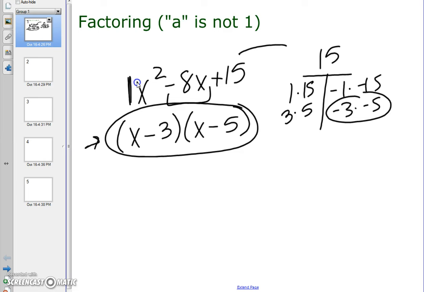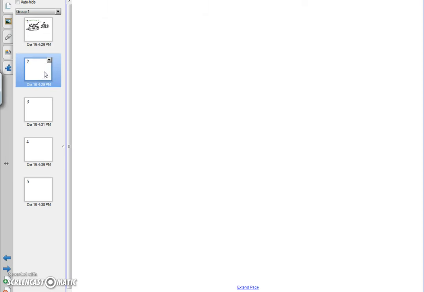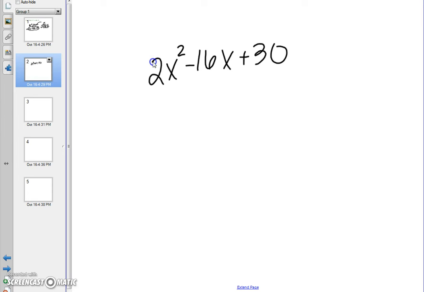But I don't know if you've noticed, but up until this point, I've made A, or that coefficient in front of x squared, to be 1. Now we're going to look at ones where A is not 1. So for example, like this. In this case, A is not 1. So now we're looking at things where A is anything other than 1, 2, 3, 4, 5, 6, etc.